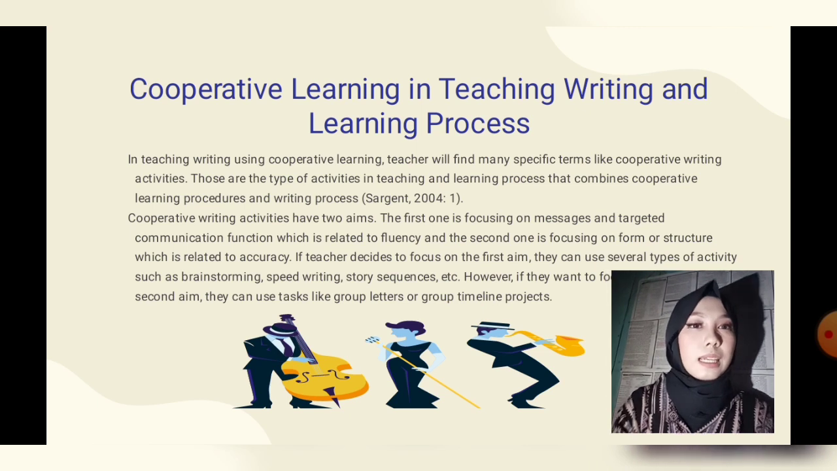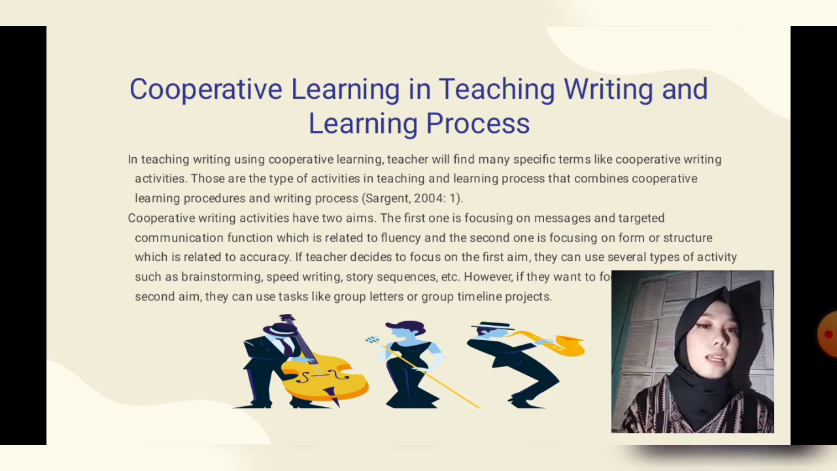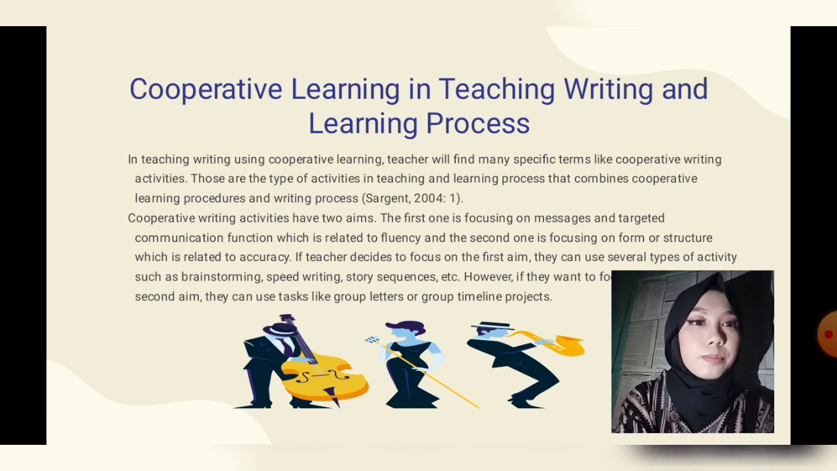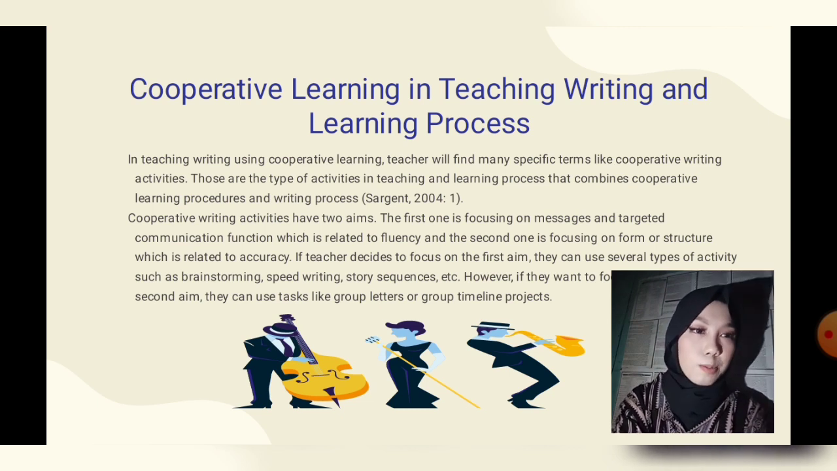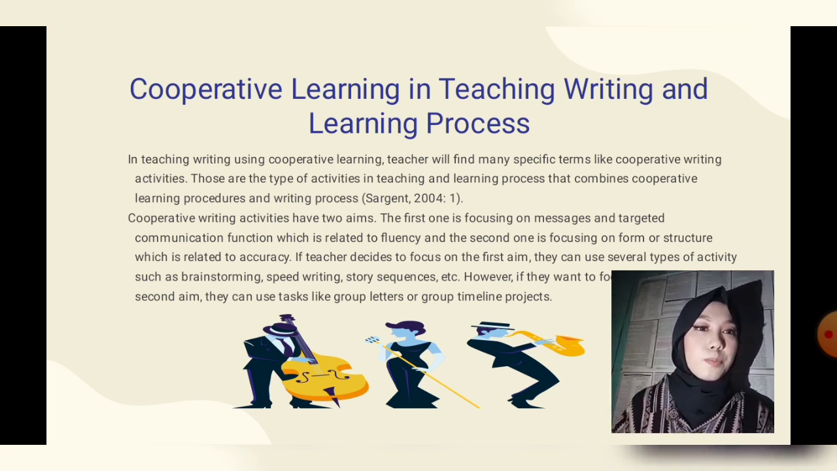For the last material, it is cooperative learning in teaching, writing, and learning process. In teaching writing using cooperative learning, cooperative writing activity has two aims. The first one is focusing on message and target communication function, which is related to fluency, and the second one is focus on form or structure, which is related to accuracy.